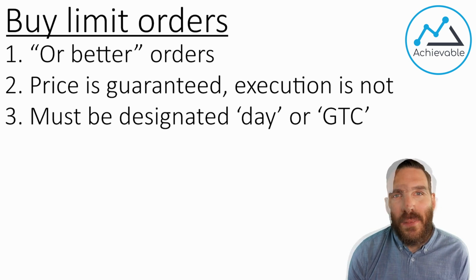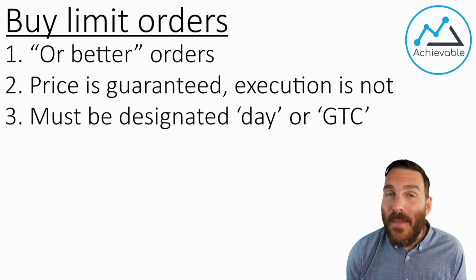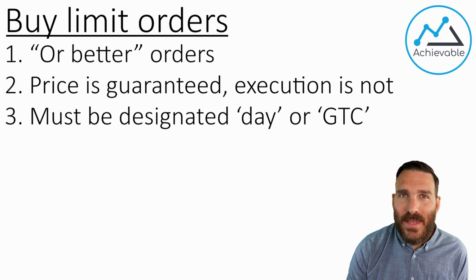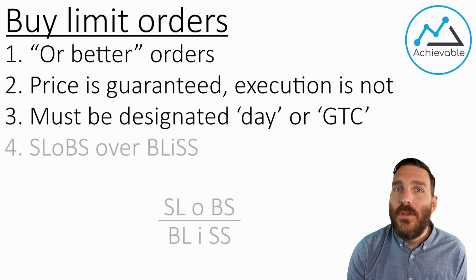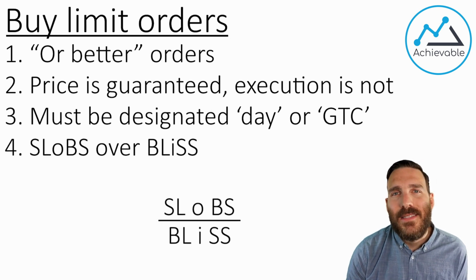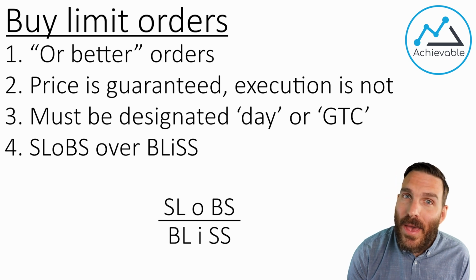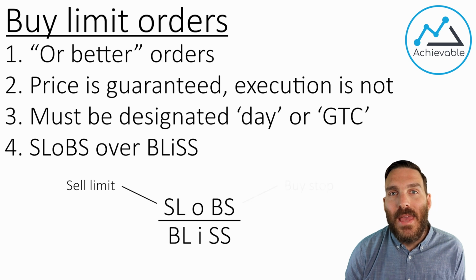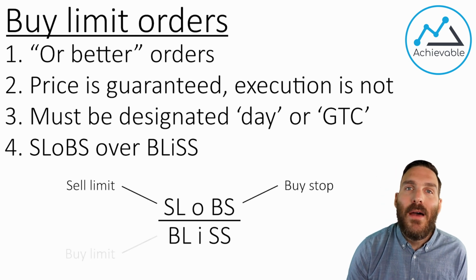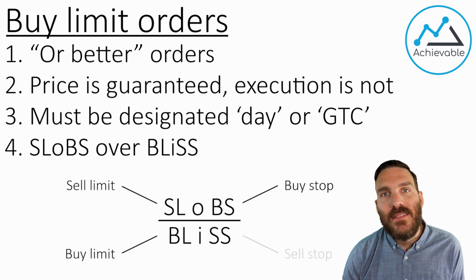Now to the last point. I'm going to give you an acronym that many people that take these exams think is helpful with these order types. That acronym is SLOBS over BLISS. At first glance, this makes no sense, but let's go ahead and define what the letters stand for. SL is sell limit, BS is buy stop, BL is buy limit, SS is sell stop.